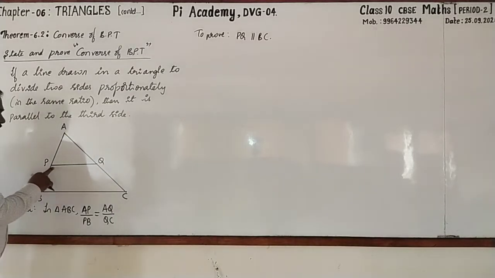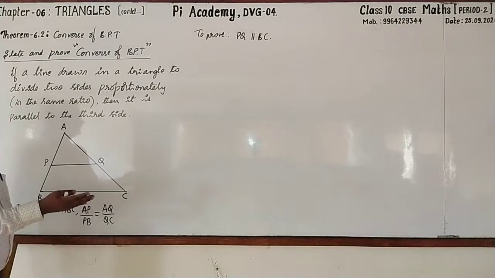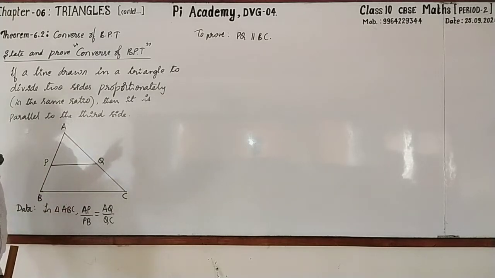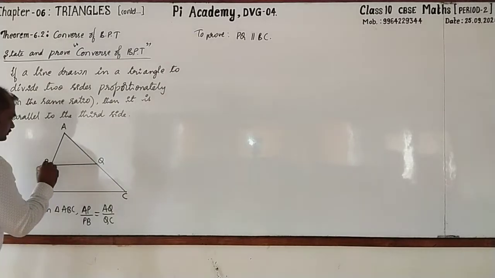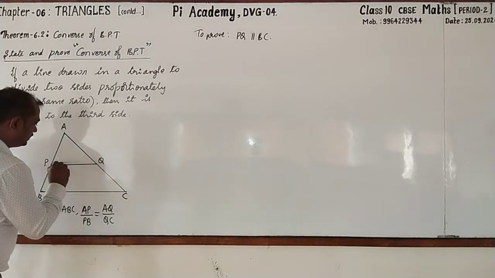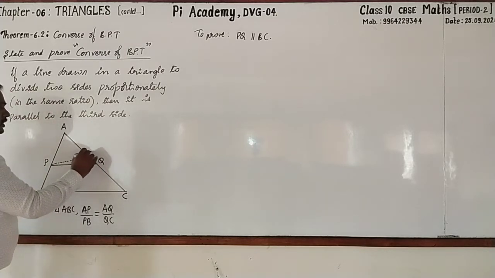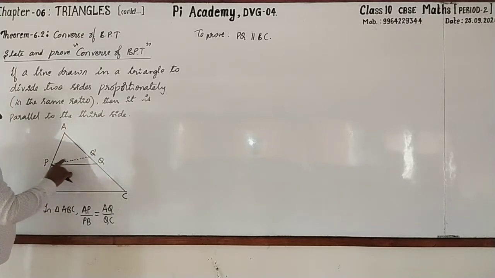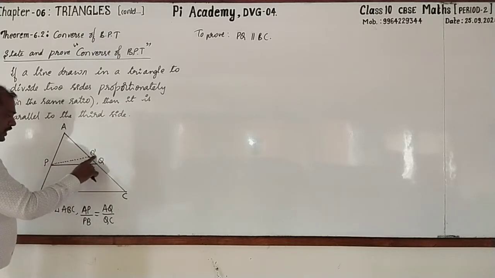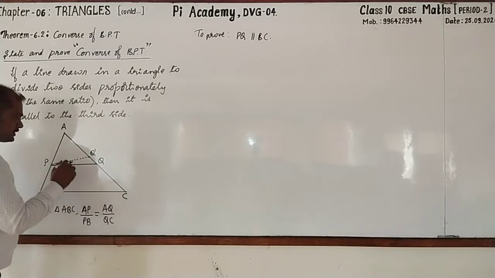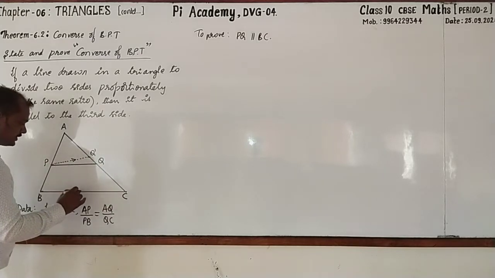Then how do we go about proving? We do not know whether PQ is parallel to BC or not, which we are going to prove. If you assume PQ is not parallel to BC, then there must be a line parallel to BC. Hence let us take the line. You may take Q dash or R, whatever you want. I'll take Q dash. Draw PQ dash parallel to BC. See, I am showing the symbol to represent parallel.